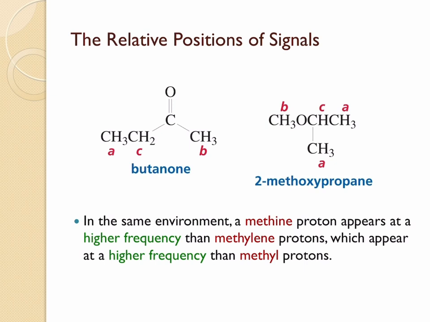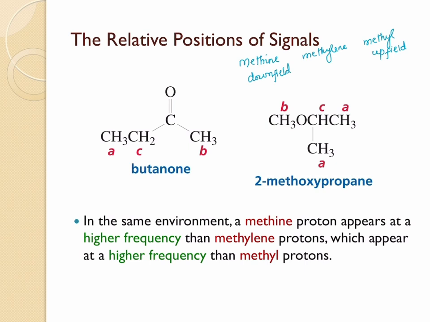In the same environment, the chemical shifts of the methane protons, methylene protons, and the methyl protons are going to follow the same order, where the methane protons are going to be in the downfield region, the methylene protons are going to come in between, and then finally the methyl protons are going to be in the upfield region. So this is going to be the order of the chemical shifts. Now let's do this with an example.